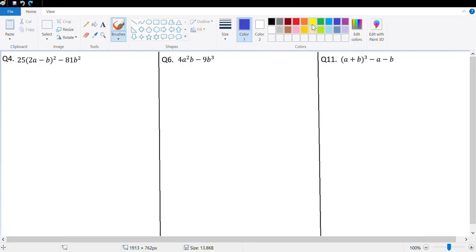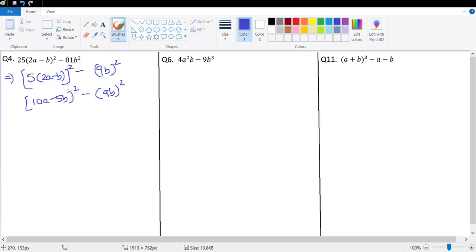Okay, so this exercise is basically about the difference of two squares. I noticed that the first term can be written as 5 times (2a minus b) the whole square, and 81b square can be written as (9b) the whole square. Let's open the bracket. This is (10a minus 5b) the whole square, and this is (9b) whole square.